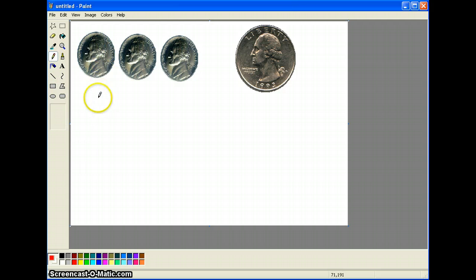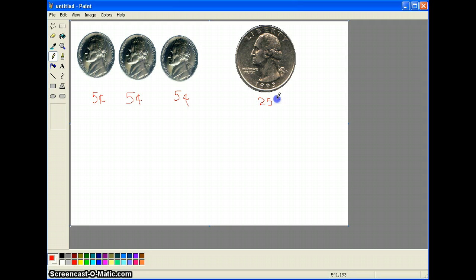Well, what is really a nickel? Well, a nickel really means 5 cents. Okay, so each of these nickels is 5 cents. And what is really a quarter? Well, a quarter is 25 cents.